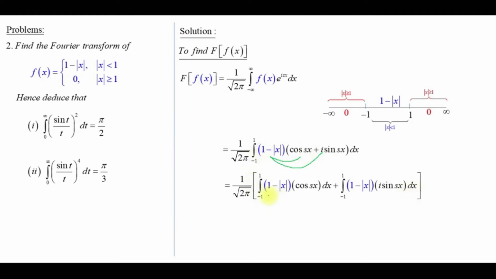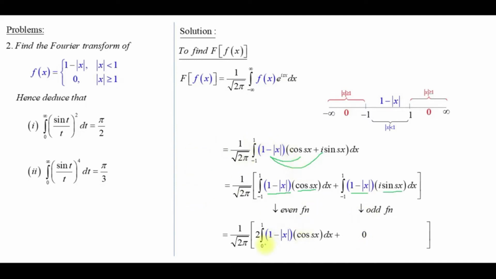So this is an even function because mod x is an even function and cosine is also an even function. Even into even is an even function. Therefore, for an even function, this can be written as 2 times the integral from 0 to 1. Next, this is an even function, but sine is an odd function, so even into odd is an odd function. For an odd function, the value of the integration from minus 1 to plus 1 is 0.